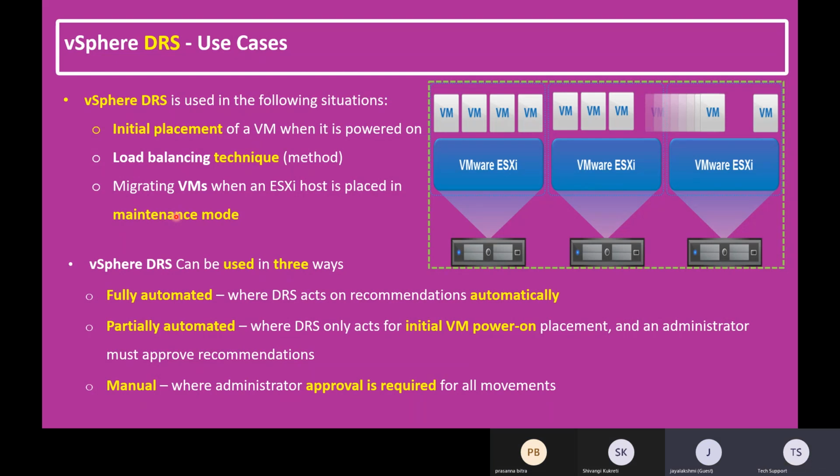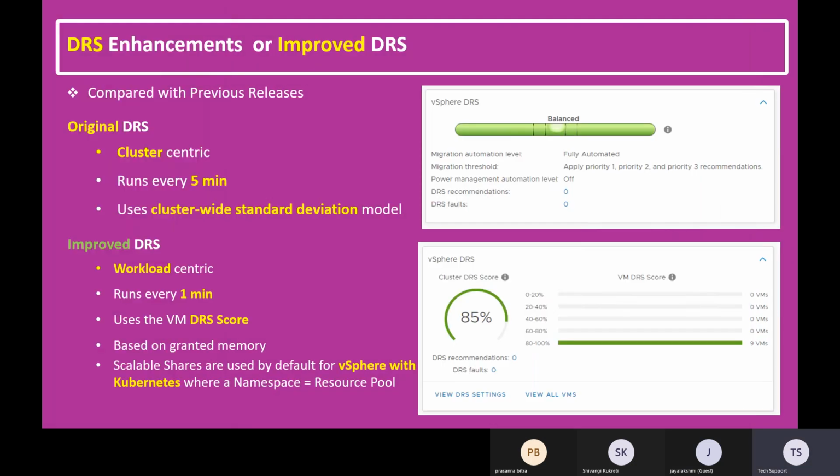Okay, so we'll talk about the DRS enhancements now. What are the enhancements in DRS? We can also call it improved DRS. Compared with our previous releases, meaning ESX 6.0, 6.5, 6.7, and 7.0 update 1, until update 1 DRS was working in these three functionalities. But from ESX 7.0 update 1 onwards, update 2, update 3, VMware has improved some features in DRS. So let's try to understand these features.